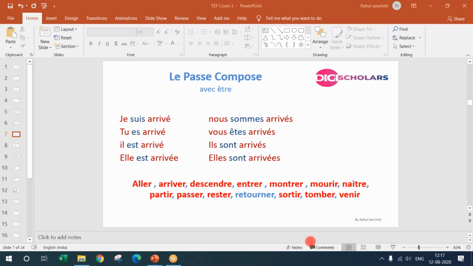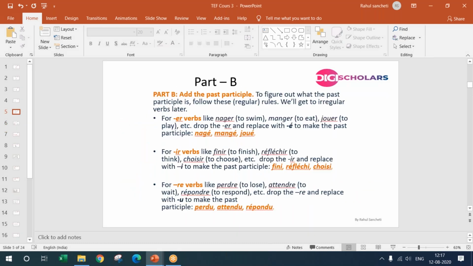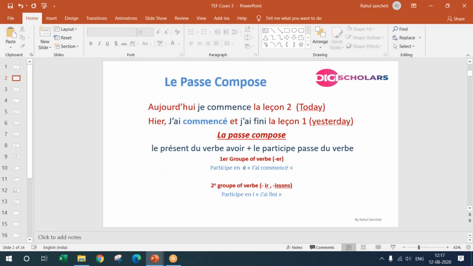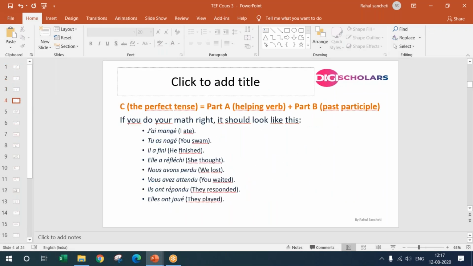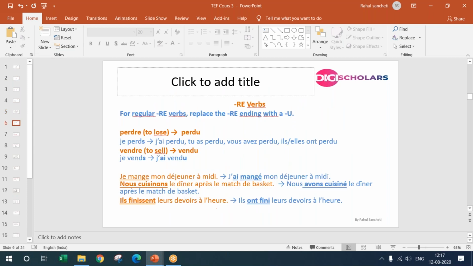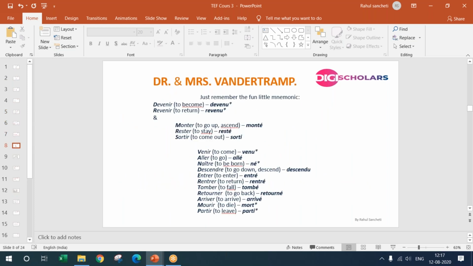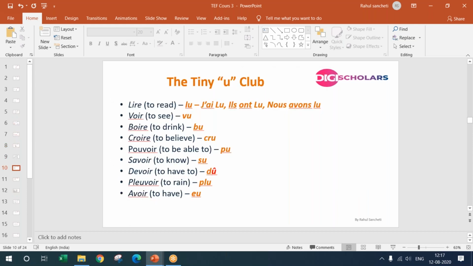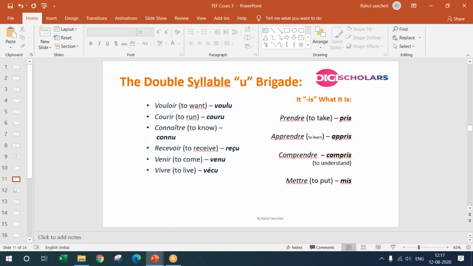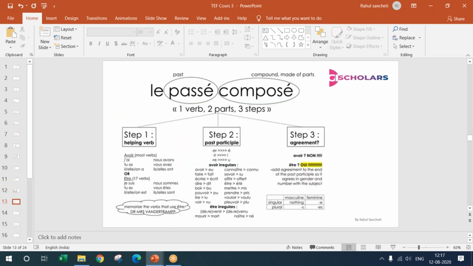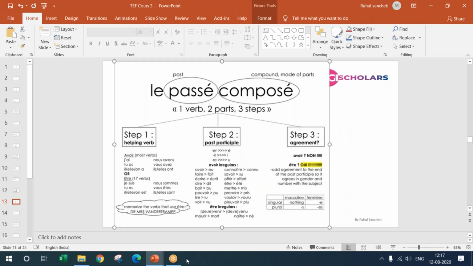Yeah. Let's move ahead. I think we'll come back from the starting so that I don't miss any slides. This part is done. This part is done. This part is done. This one is also done. We have looked at the être verb also. Then we saw Dr. and Mrs. Vandertramp. Then we saw this image. Then we looked at the tiny U club, this one, and this picture actually summarizes the whole passé composé.